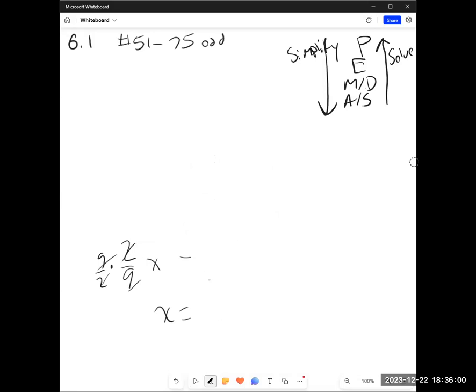The reciprocal is when I flip the fraction over, it's the fraction that I would have to multiply by to get 1. It's also called the multiplicative inverse.